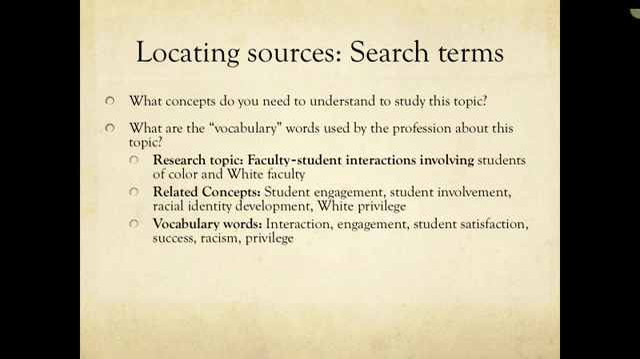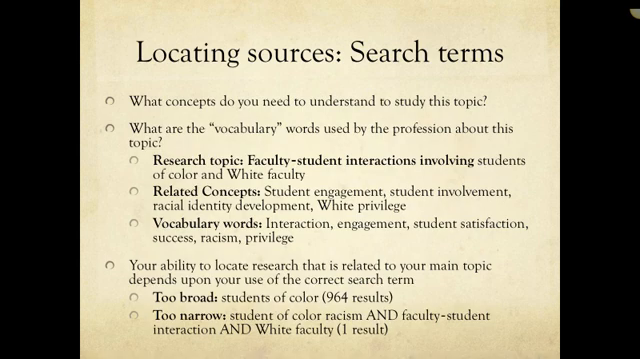But be thinking now about how you might go about searching on your topic in academic databases. And really, it does depend on using the correct search term. So for instance, I searched ERIC using the term students of color, limiting it to peer-reviewed articles, and I got 964 results. That's a lot to wade through. But when I limited it to students of color, racism, faculty-student interaction, and white faculty, I only got one result.